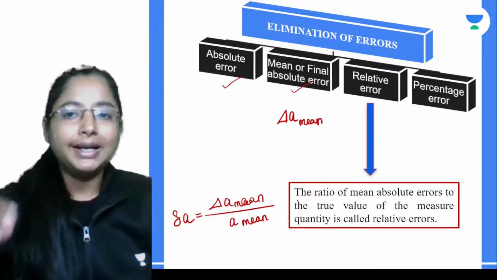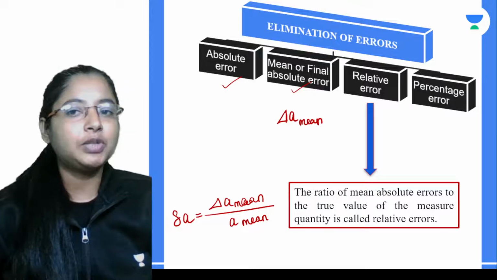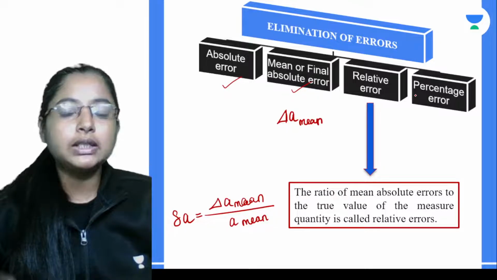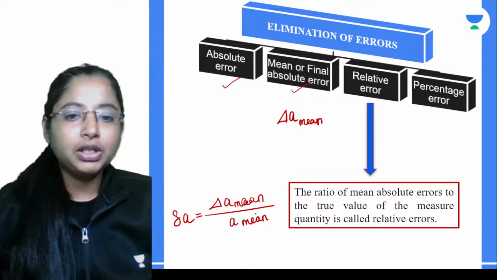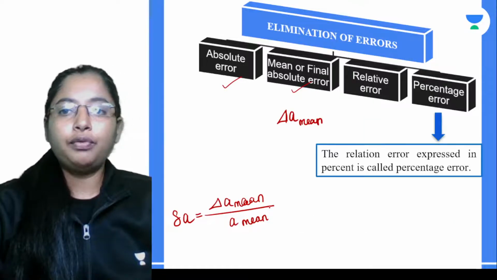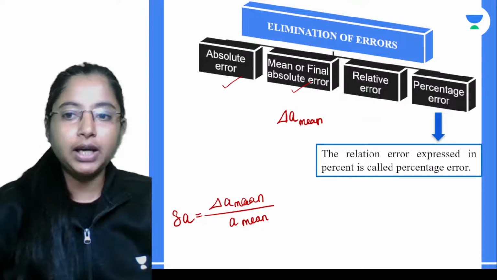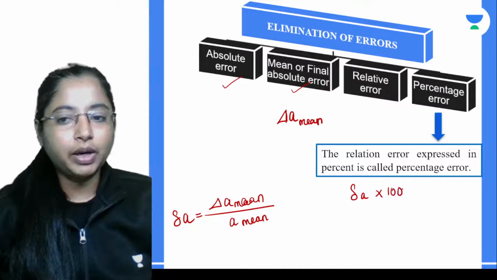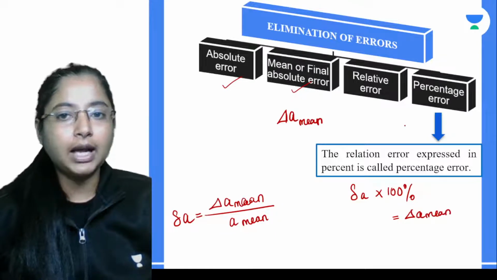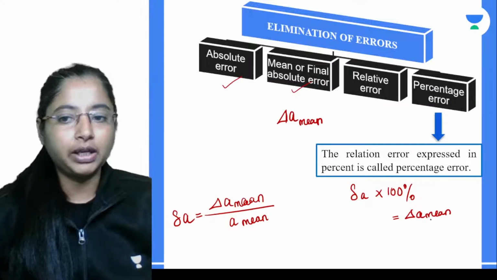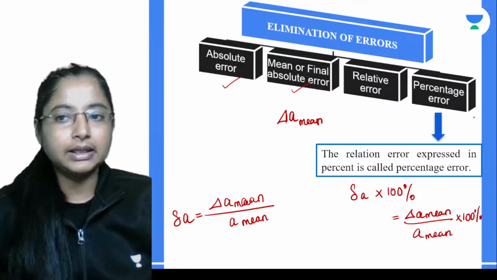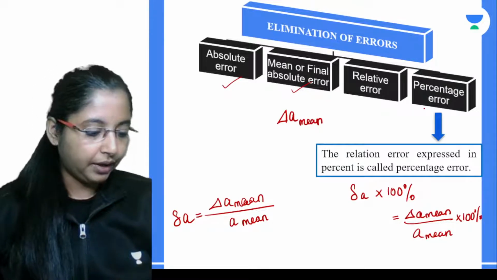One more term we have. Now we know how to give it in terms of absolute error and in terms of relative error. In case you want to see the percentage error, you can do that from here. It is very simple: find the relative error, delta A, and multiply it by 100%. So whatever the mean value is, find the final mean absolute error, divide it by the actual or mean value, times 100%. That's it. That is the percentage error. Very simple.